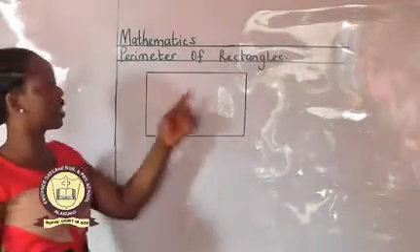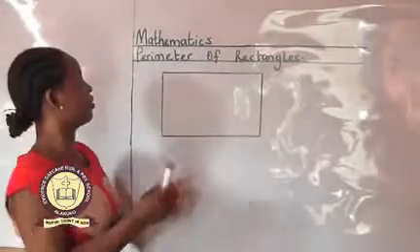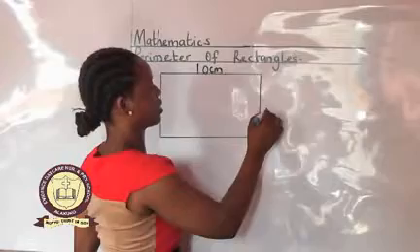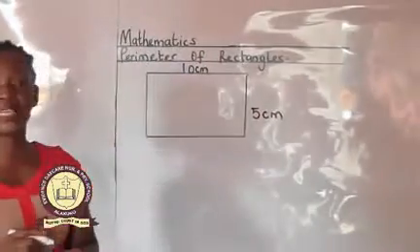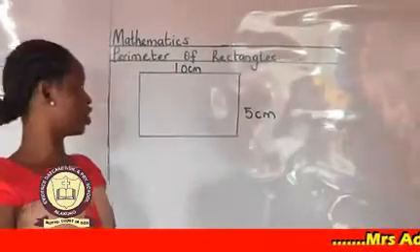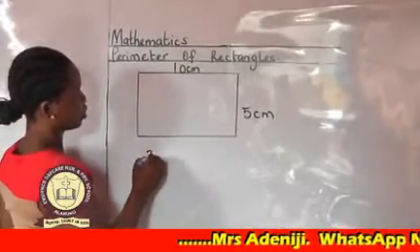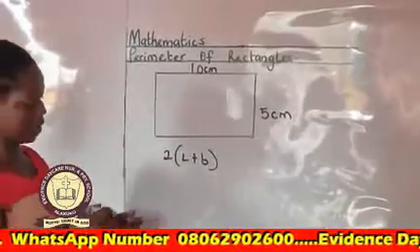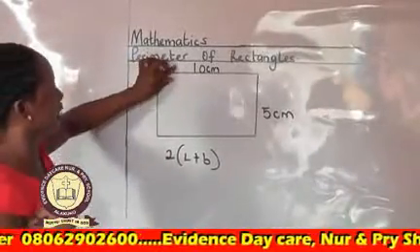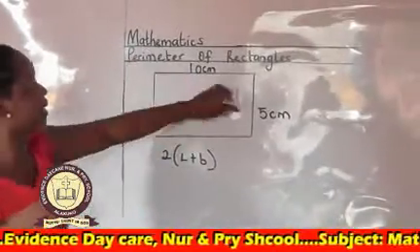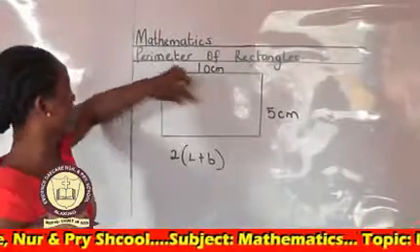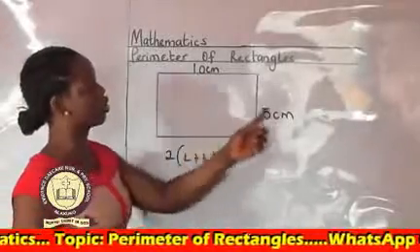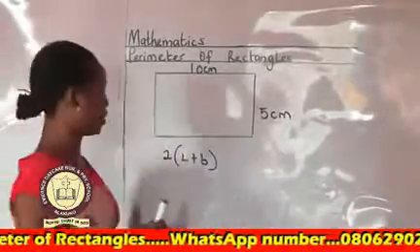If we want to calculate the perimeter of this rectangle, let's assume we have 10 centimeter here and 5 centimeter here. There is a formula that you use to calculate the perimeter of the shape. The formula is 2 into bracket length plus breadth. You have the same length here and here, that's 10, 10, and the same here, 5 centimeter, 5 centimeter. So, the addition of these two numbers times 2. That is your perimeter.